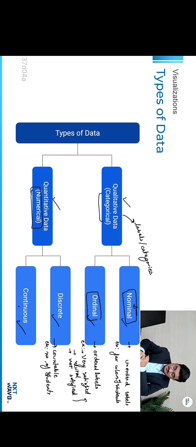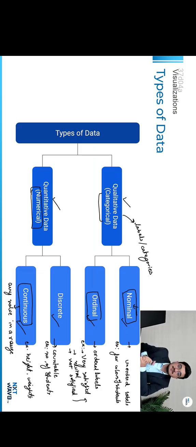Now, continuous data represents any value in a range. Continuous data could have any value within a given range. For example, height or weight of students will give us continuous data. Now, let's take one example to understand discrete and continuous data better. Let's take an example of age.